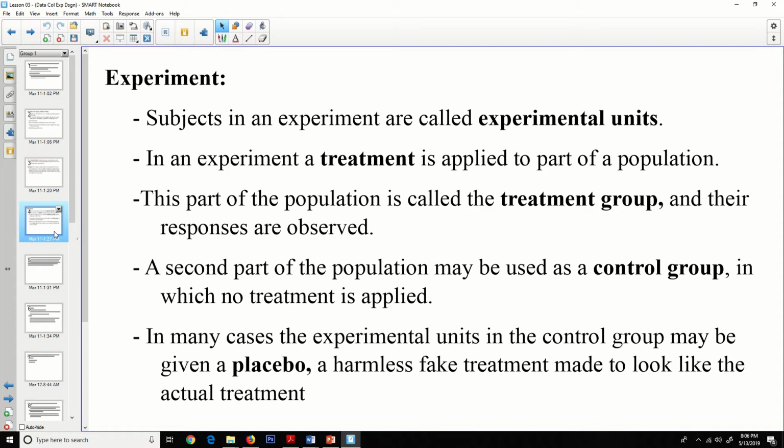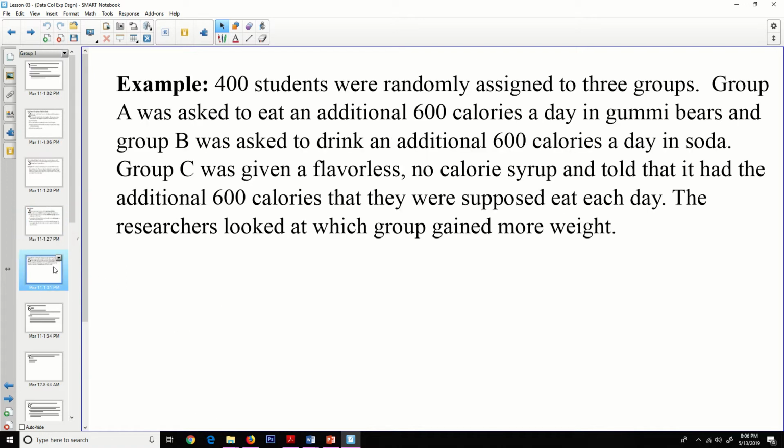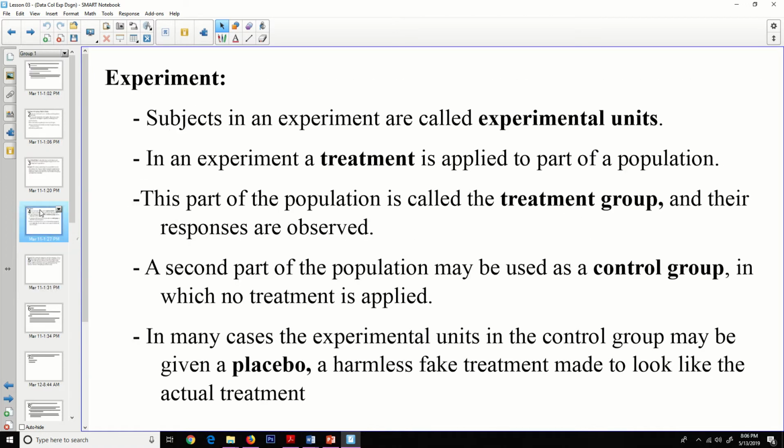And in the case of when they study medicines, it's usually like sugar water or a sugar pill or something. So they're given a placebo, a harmless fake treatment made to look like the actual treatment. And I think we'll talk about that later.